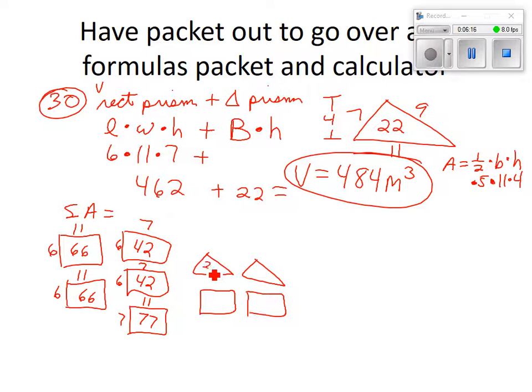So let's just fill it in. That's 22, that's 22. We found it up here when we were doing volume. No, because these are different rectangles for this top part. Wait, how did you get the 2 rectangles with the triangle? Never mind, never mind.